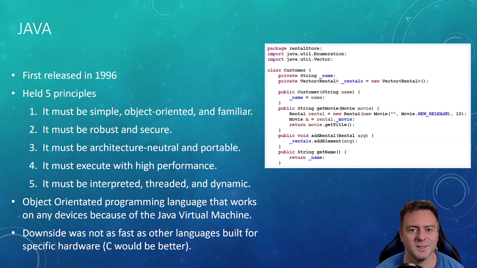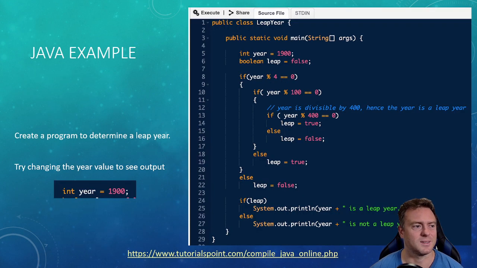The downside is that it's not as fast. Because it has to go through this virtual machine first, it's not as efficient depending on the hardware that you're working with. So that's why something like C is still superior in this case. We're going to build this little program here, which is a leap year program.